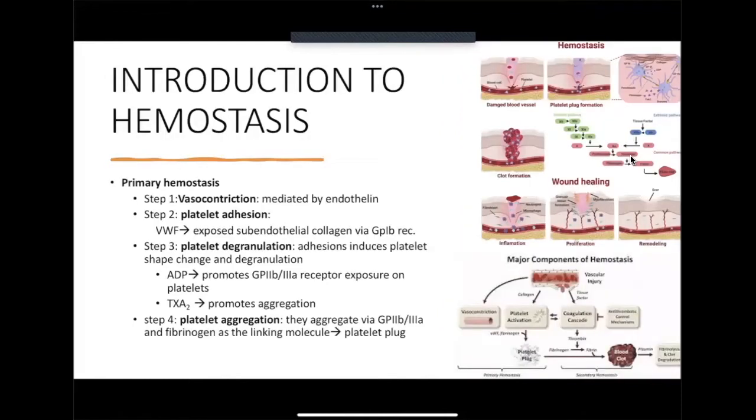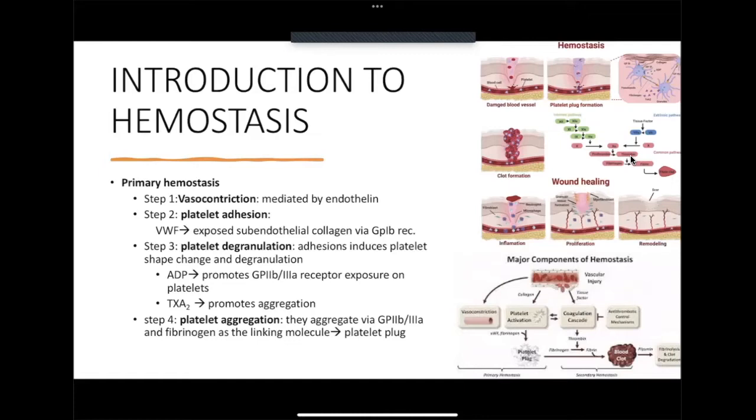So let's have a quick recap of what hemostasis is. I'm pretty sure we're all familiar with it. We've done this in second year physio. So just a quick recap. You have primary hemostasis, which the main aim is to form the platelet plug. Okay, the first step is vasoconstriction, mediated by endothelin. You want to vasoconstrict to try to reduce the amount of blood flow so that there is less bleeding. The second step is platelet adhesion.